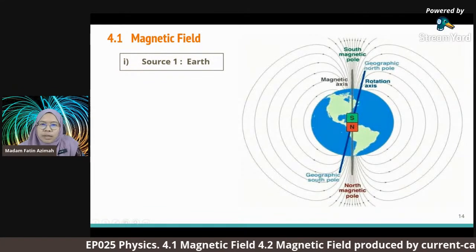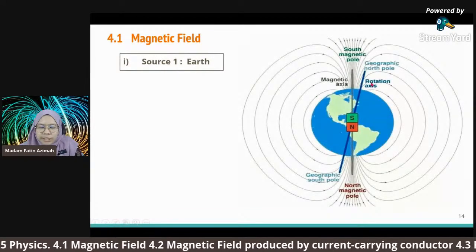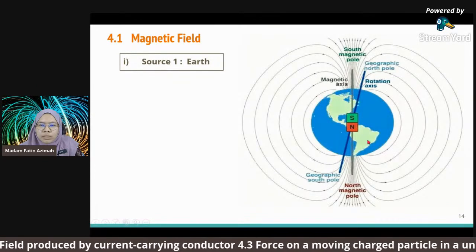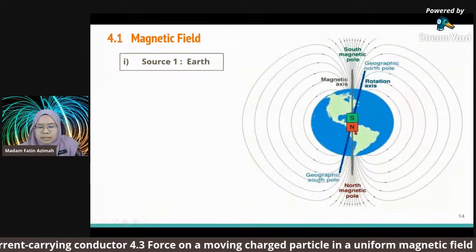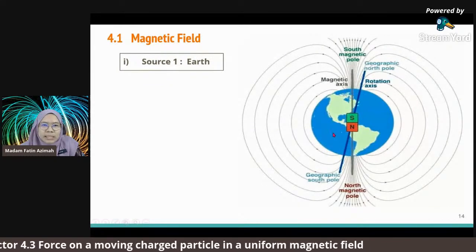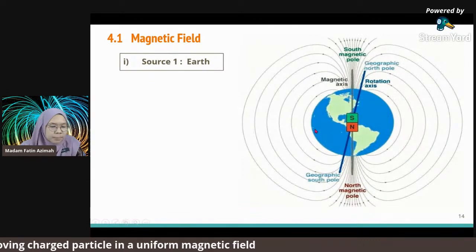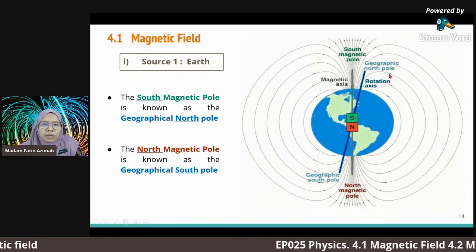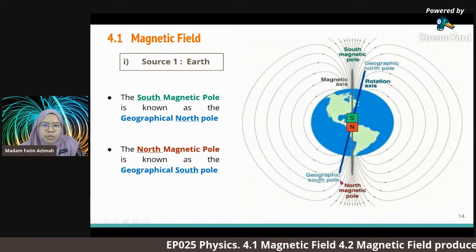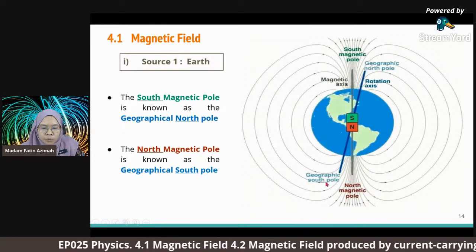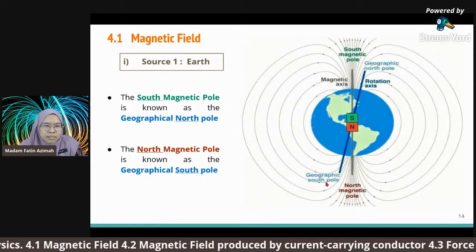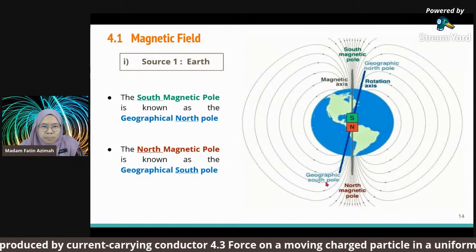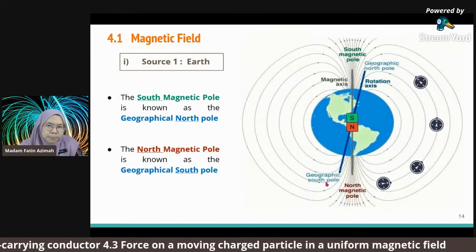In terms of geographical location, the top part is the North Pole, Kutub Utara, and the bottom is the South Pole, Kutub Selatan. But one thing you should know is that in terms of the magnetic poles of the Earth, the South magnetic pole is the geographic North Pole, and the North magnetic pole is the geographic South Pole. So basically they are opposites. The Earth's magnetic field is what makes the compass usable for navigation.